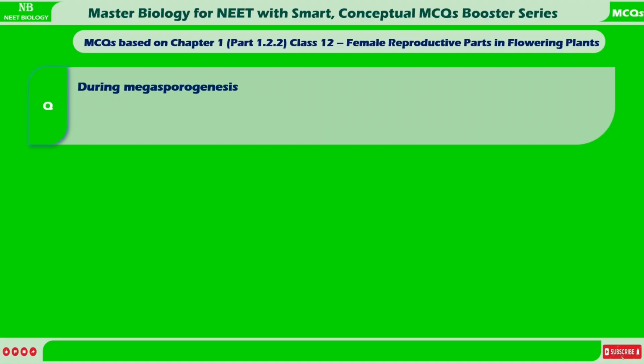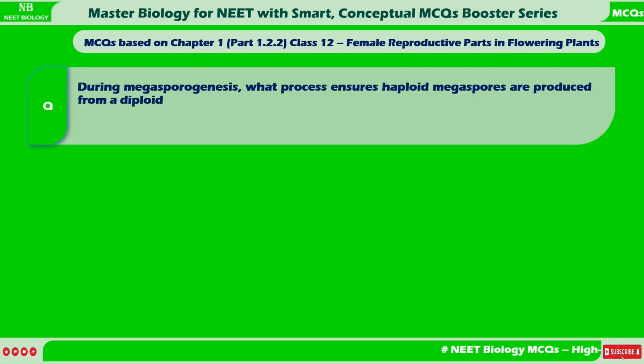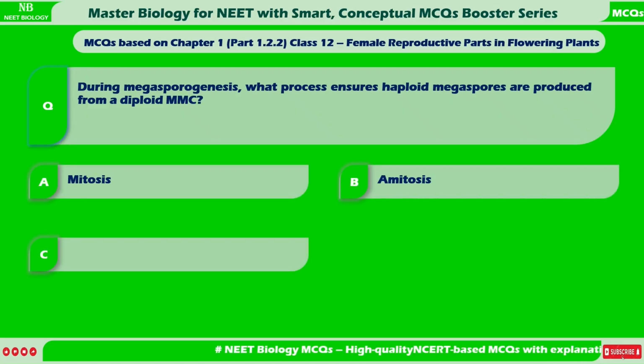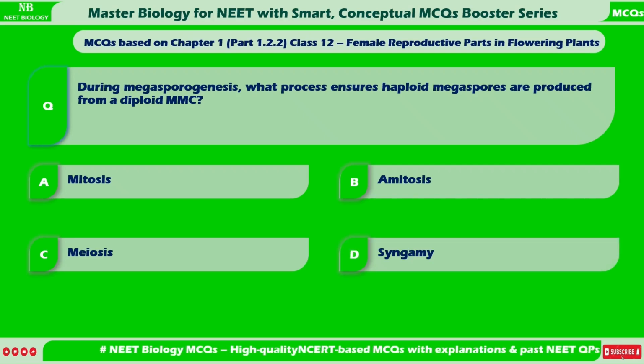During megasporogenesis, what process ensures haploid megaspores are produced from a diploid MMC? A. Mitosis. B. Amitosis. C. Meiosis. D. Syngamy.